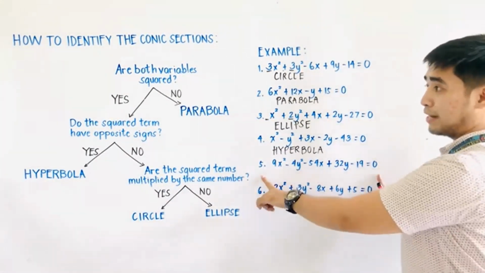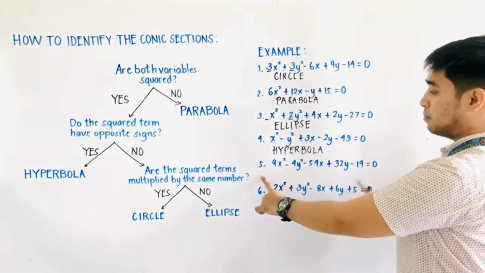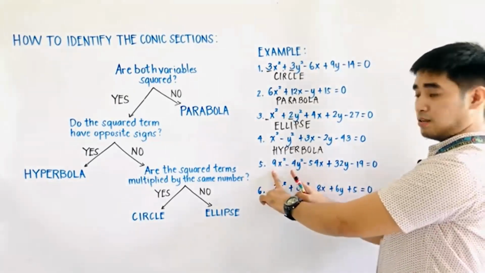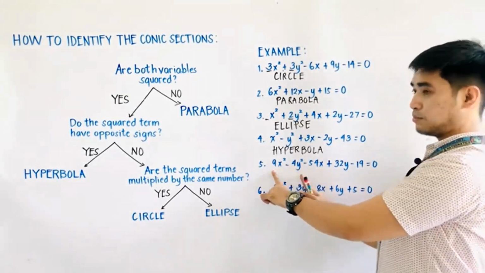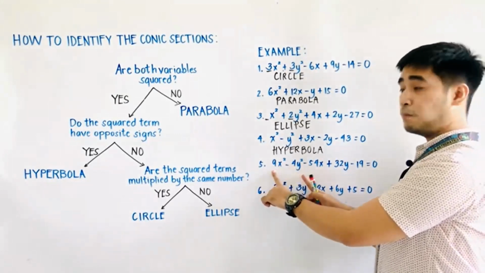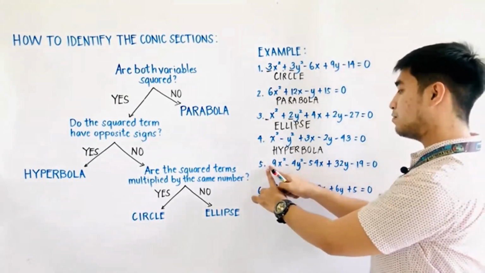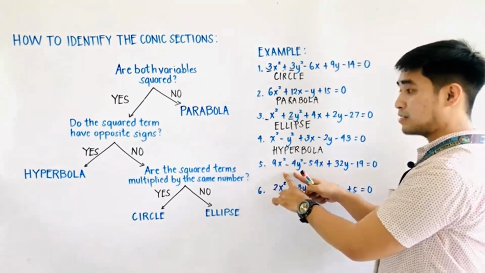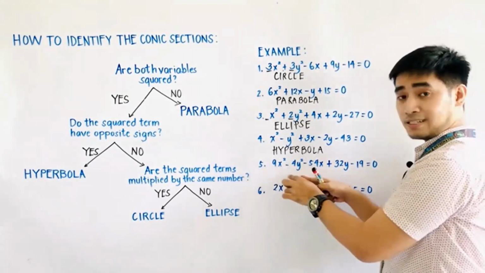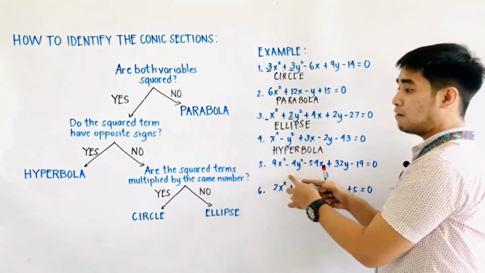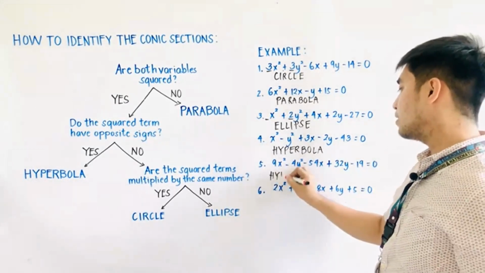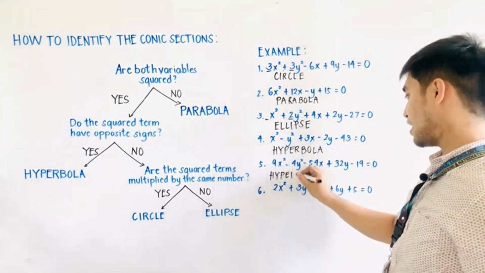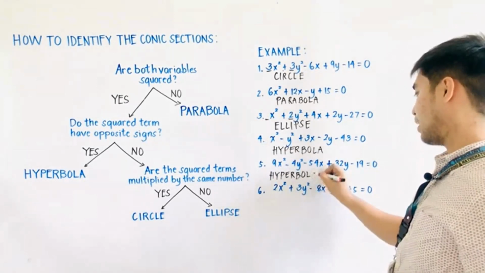For the fifth question, 9x squared minus 4y squared minus 54x plus 32y minus 19 is equal to 0. Let's go back to our guide questions. Are both variables squared? Yes. Both variables are squared. We have x squared and y squared. Do the squared terms have opposite signs? This is positive 9x squared. This is negative 4y squared. Therefore, yes, it is confirmed that they have opposite signs. And when they have opposite signs, this conic section is a hyperbola.